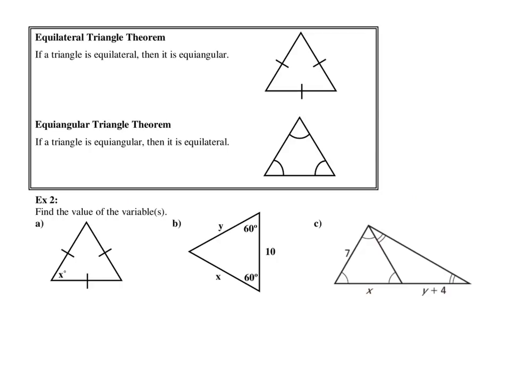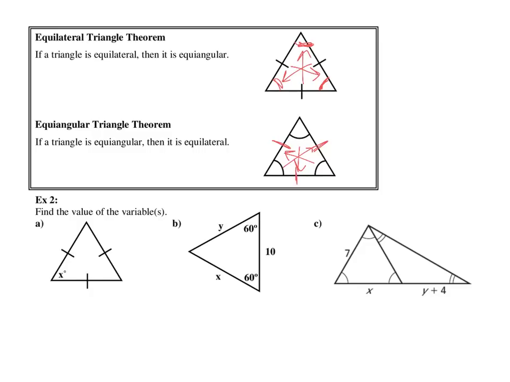More problems. Before we do, here's a couple new properties. Equilateral triangle theorem: if a triangle is equilateral, then it is also equiangular. So all the angles across from the congruent sides are also congruent. And equiangular triangle theorem: if a triangle is equiangular, then it is equilateral. So all of the sides across from these congruent angles, they're also the same.